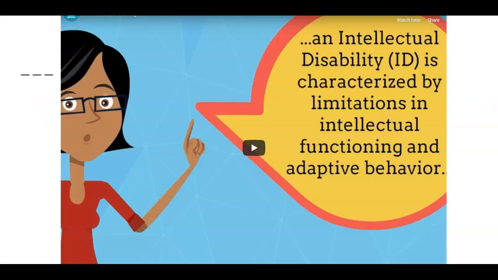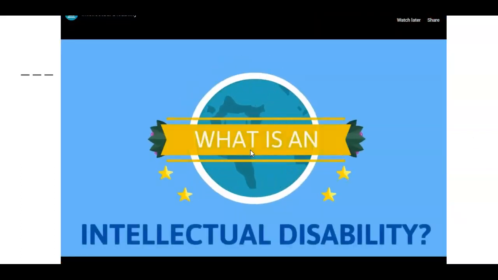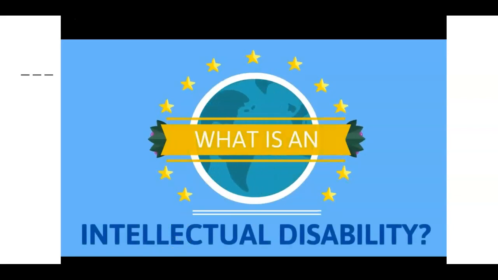What we're going to do now is watch a video about intellectual disabilities that goes more into depth of what we just talked about, how you might recognize a student in your class who has an intellectual disability. As we watch this video, you may think of someone you know who has an intellectual disability or other traits you have seen maybe before in your life. So here we go.